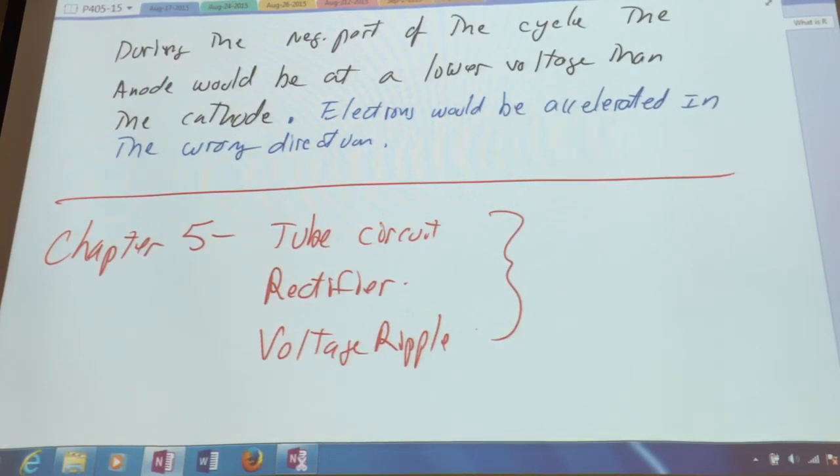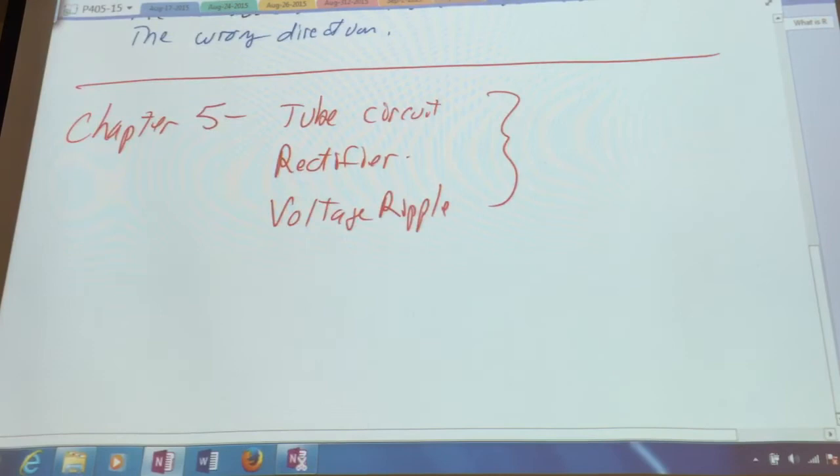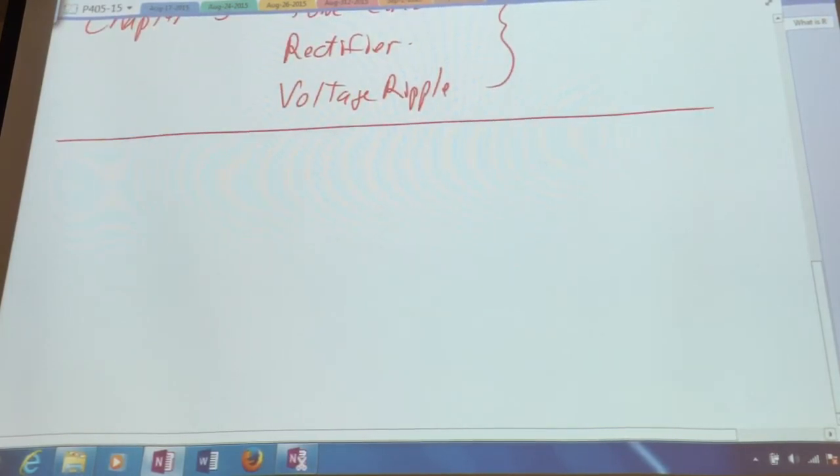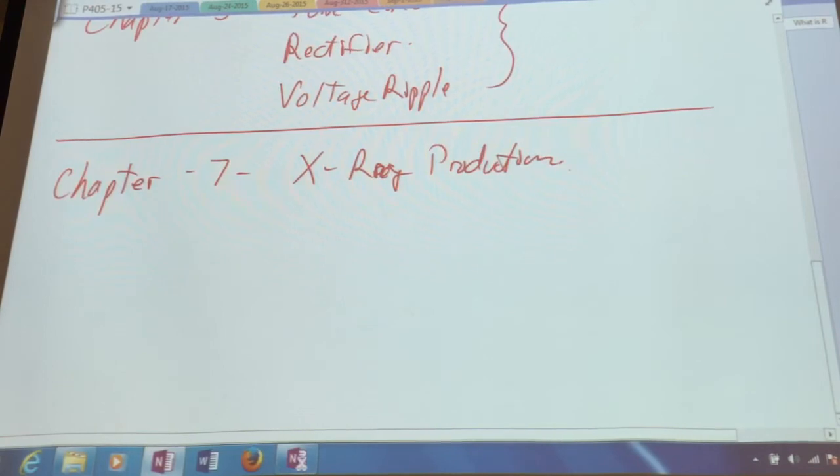Because with that, I would now like to move over to chapter 7. We're done with chapter 6. There's a lot more in chapter 6. I don't mean to give short shrift, but I'd rather get on to chapter 7, because chapter 7 gets more fun. X-ray production. Well, it's more fun from my point of view.